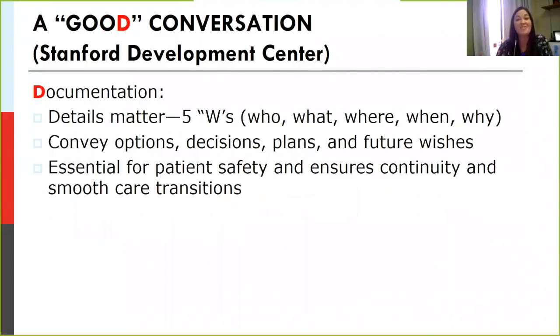And finally, documentation. So the 5 W's: who, what, where, when, and why. And I think the documentation is really important too when we're working in large interdisciplinary teams, so that we can have an understanding, because we are likely having multiple conversations, with the nurses hopefully having some conversations, the social workers hopefully having some conversations, physicians, and all documenting and communicating about those different conversations to really get a comprehensive picture of what's going on with the patient and the family, conveying options, decisions, plans, and future wishes.